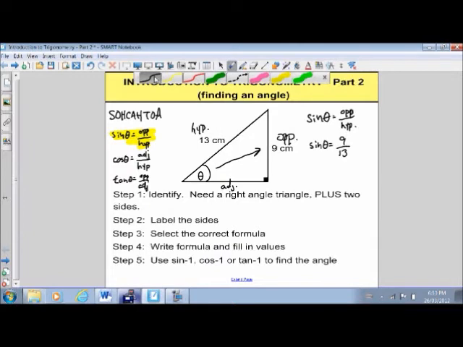So if we look at how to punch it in your calculator, this time I'm going to put sine -1, and then I'm going to put in my ratio, 9 divided by 13.